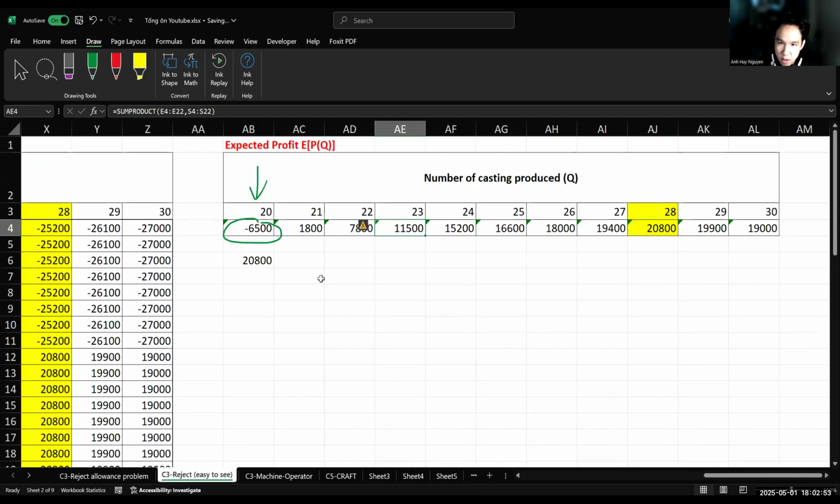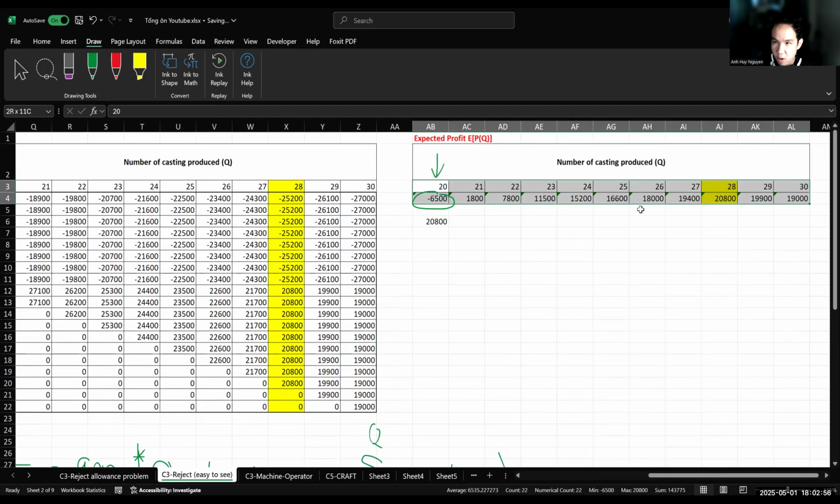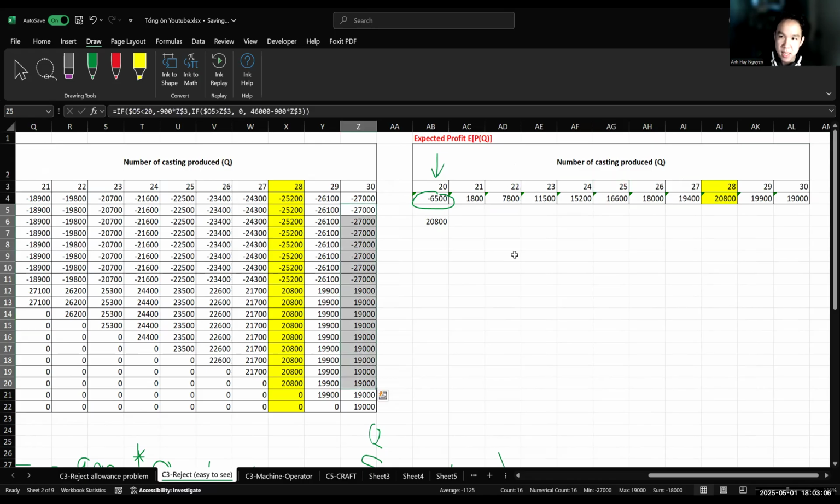Based on our calculation, you will do the same thing for all of these numbers of casting produced Q, but you can automate it by using Excel because there are a lot of numbers. You can make mistakes along the way, and it's very manual. So don't do it manually, just use Excel. Well, except for when you take a paper exam. So yeah, the optimal number of casting you should schedule to produce will be 28 because this number will maximize the expected profit you will receive.